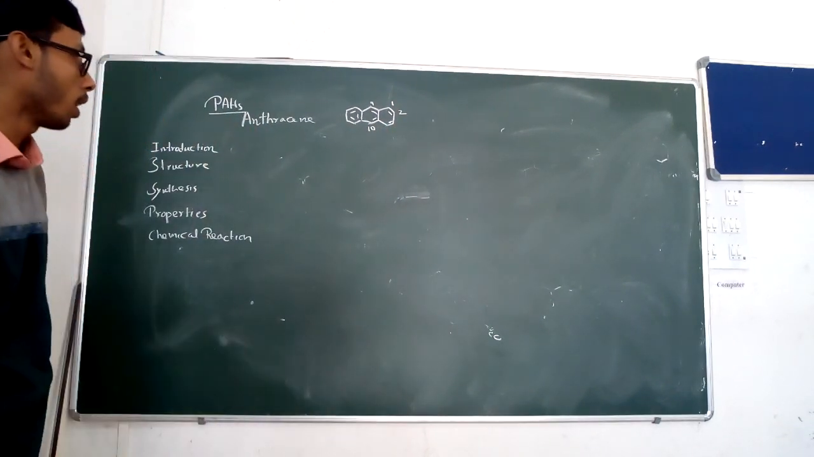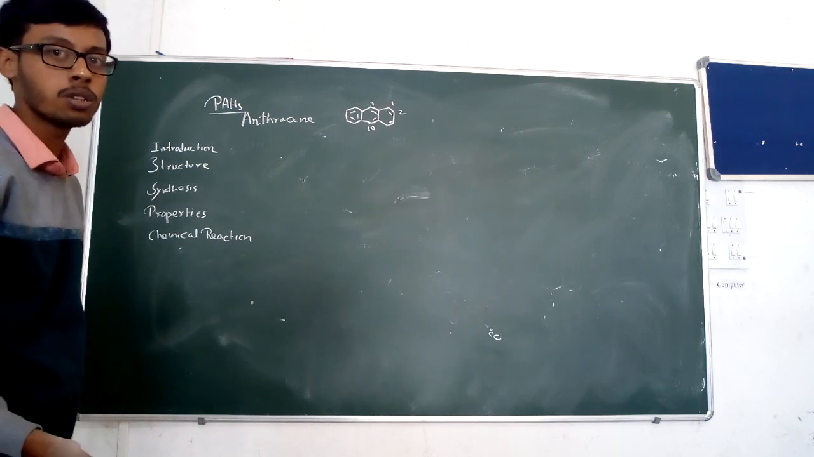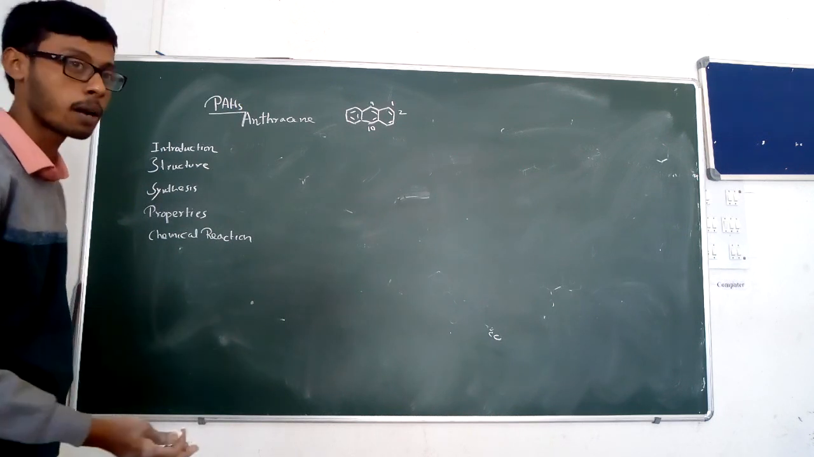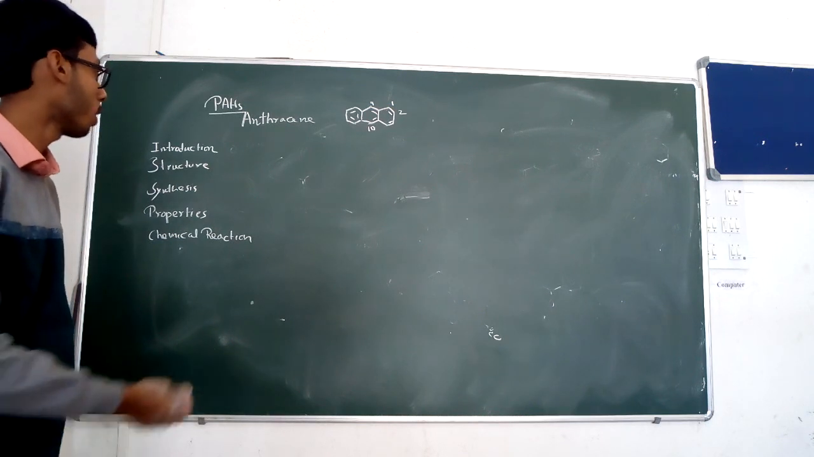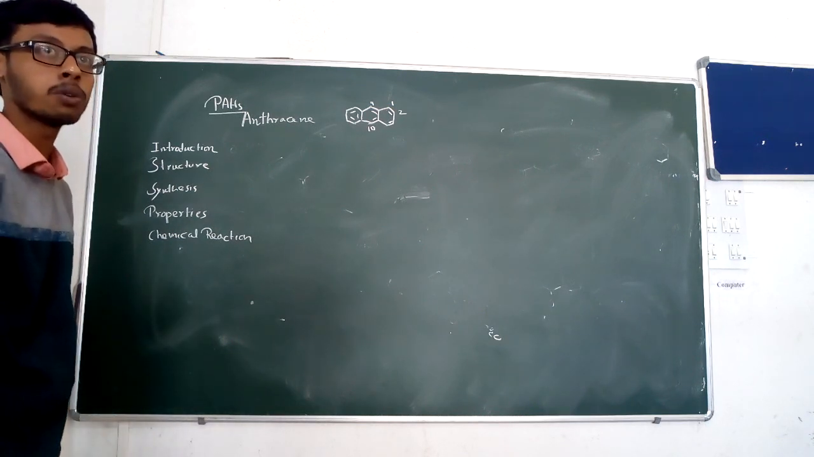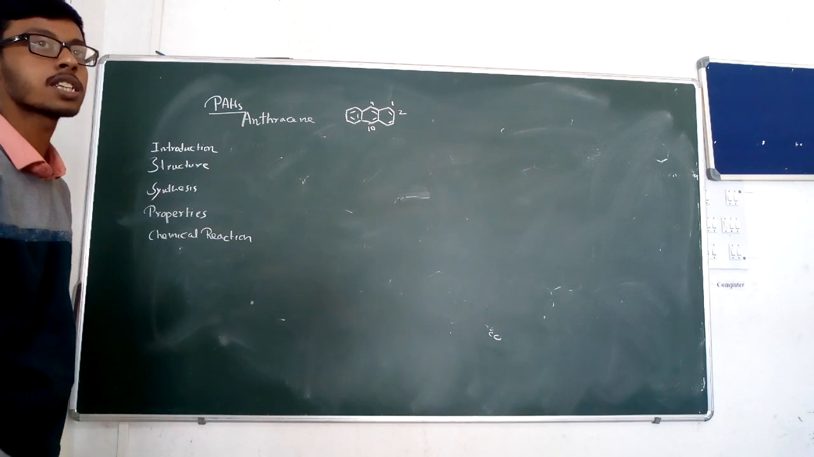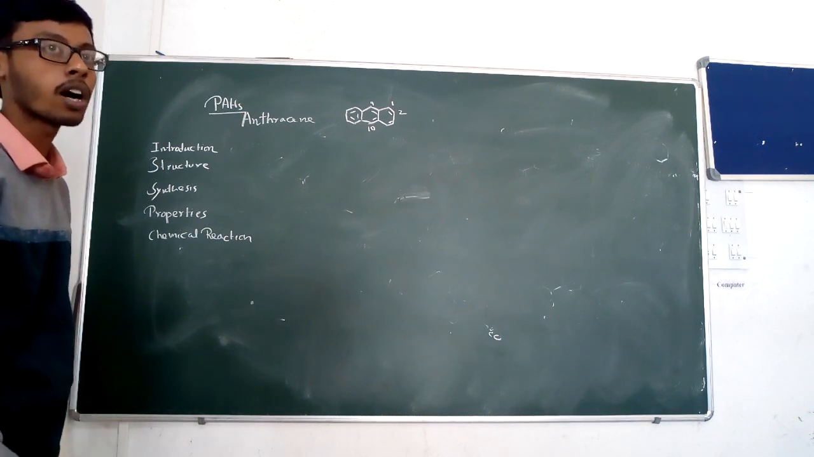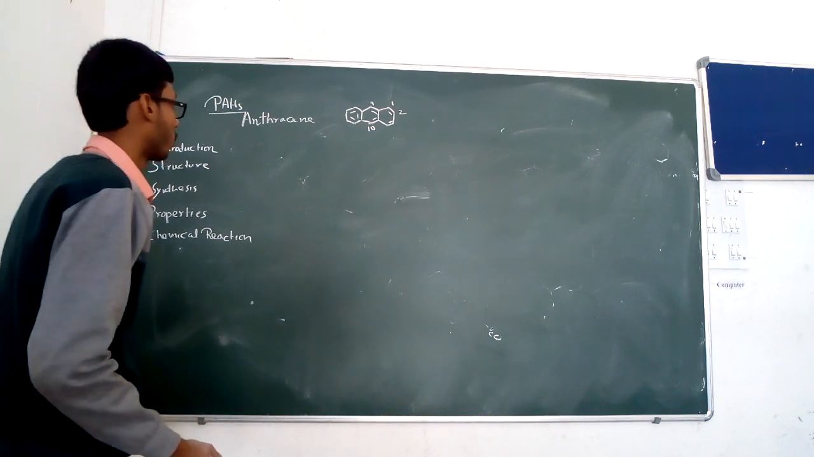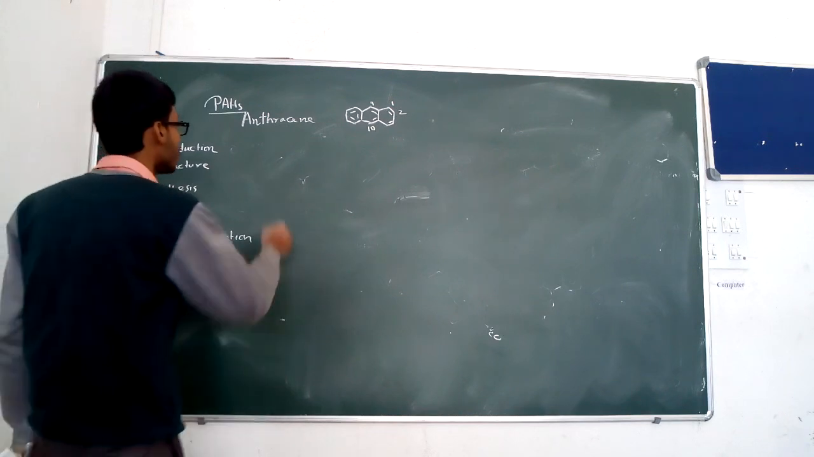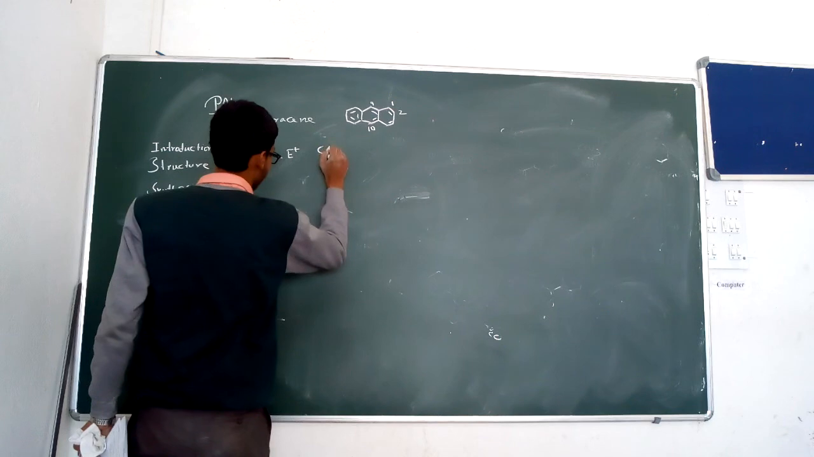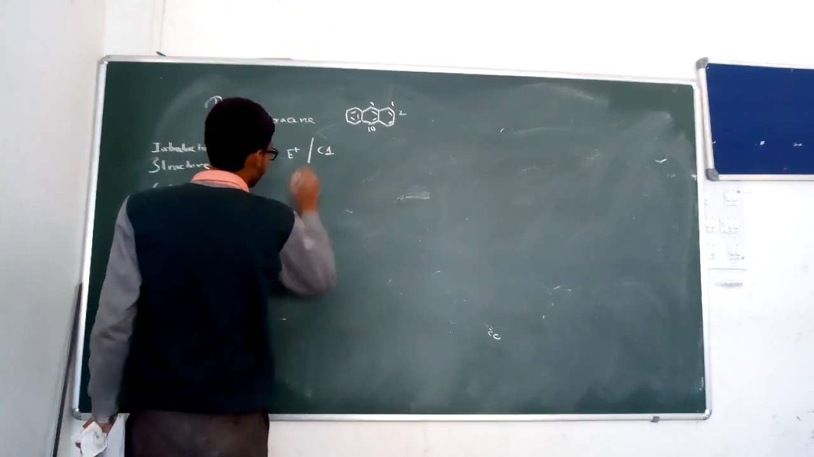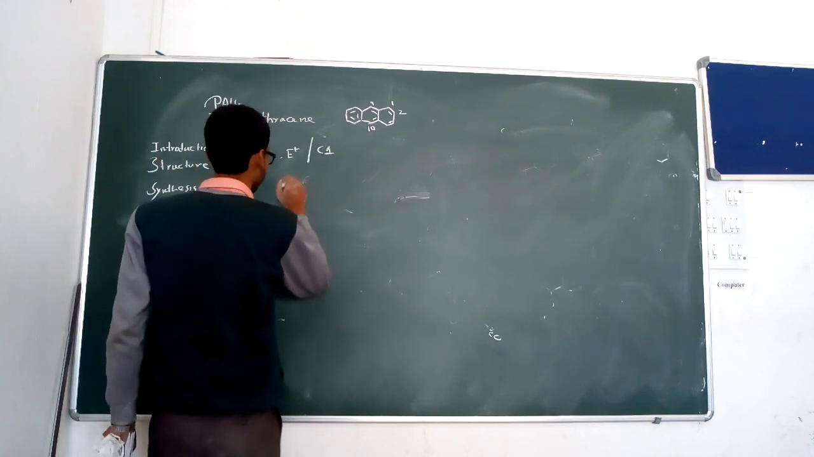So first we look at what carbocation is produced after the reaction of the electrophile. We have to see that, and after that we can conclude which reaction generally occurs for the anthracene molecule. Let's see when the electrophile attacks at the C1 position.